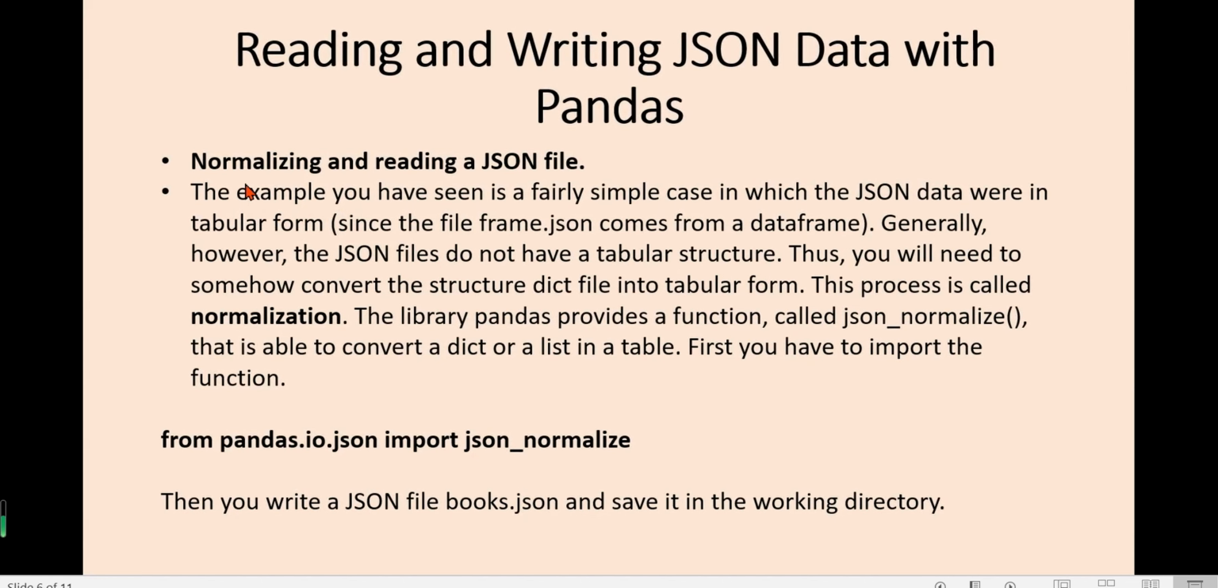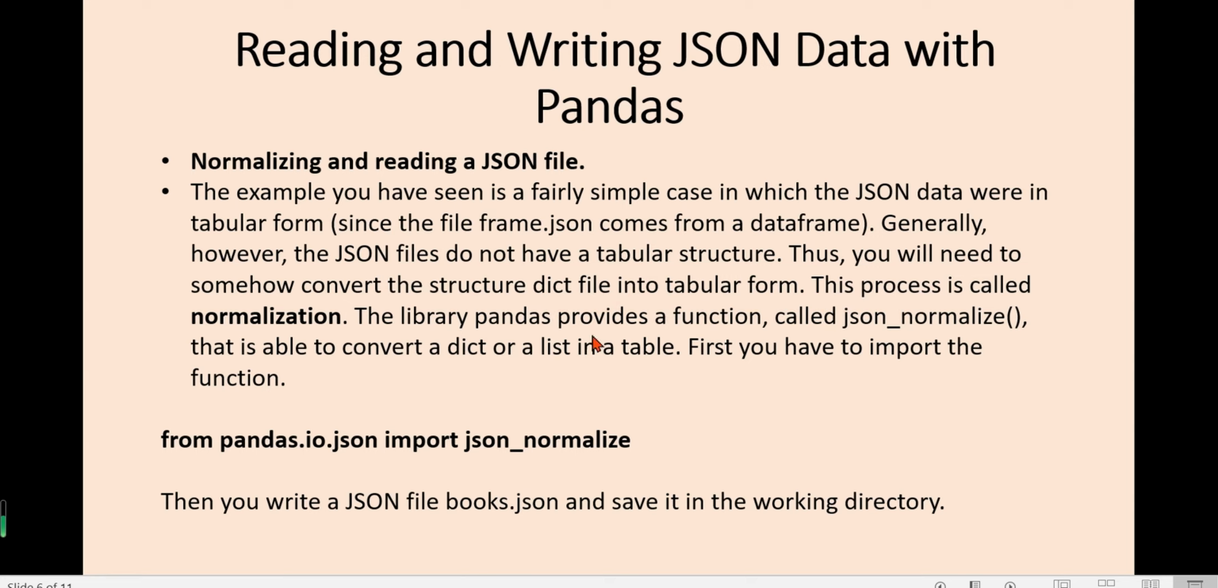And here we will talk about normalizing and reading a JSON file. The example you have seen is a fairly simple case in which the JSON data were in tabular form, since the file frame.json comes from a data frame. But generally, JSON files do not have a tabular structure, thus you will need to somehow convert the structured dict file into a tabular form. This process is called normalization.